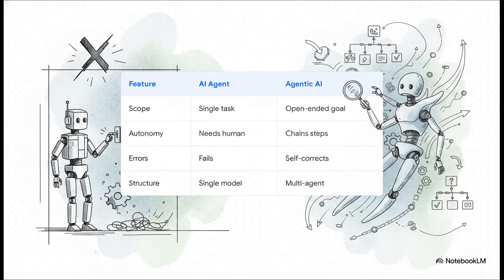In error handling, this is massive. An AI agent usually just fails or gives you a broken answer if an API is down. An agentic AI evaluates that failure and attempts a self-correction. Then there's the structure. An agent is usually just one model and a small toolset, whereas agentic AI relies on an orchestrated multi-agent workflow engine. Multi-agent workflows are one of the hottest topics in software engineering right now, precisely because they allow incredibly complex, layered processing that mimics how an entire human department actually operates.